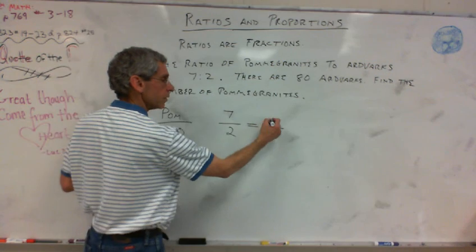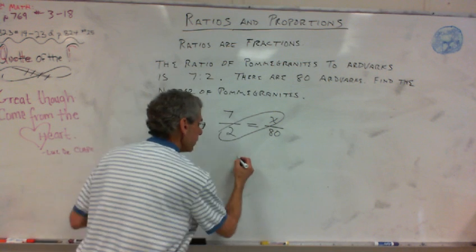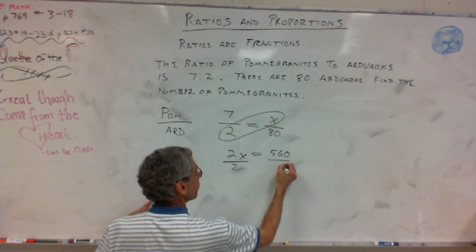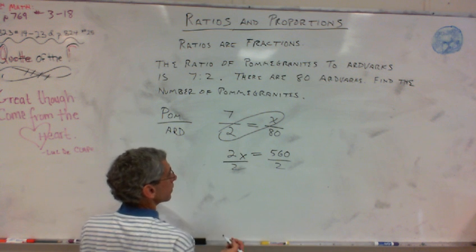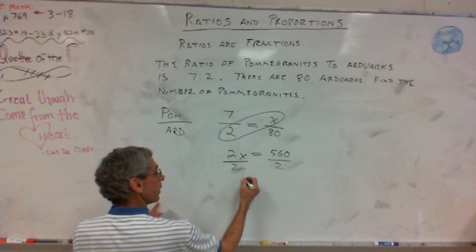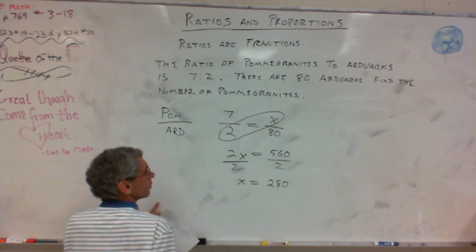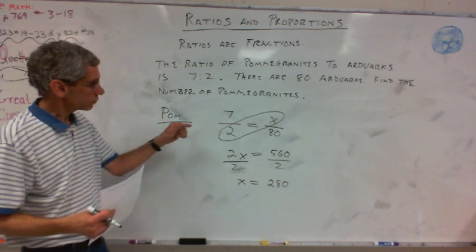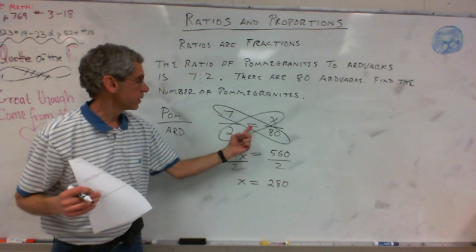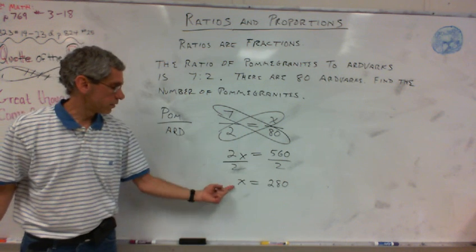What do I have upstairs? Your x, because I don't know what it is. So now you just have to solve for x, so I'm going to cross multiply. I have 2x equals 7 times 80. 7 times 8 is 56, add the 0, so 560. Did I do that right, Gabe? Yeah. All right, so I divide by 2. x is equal to 280.